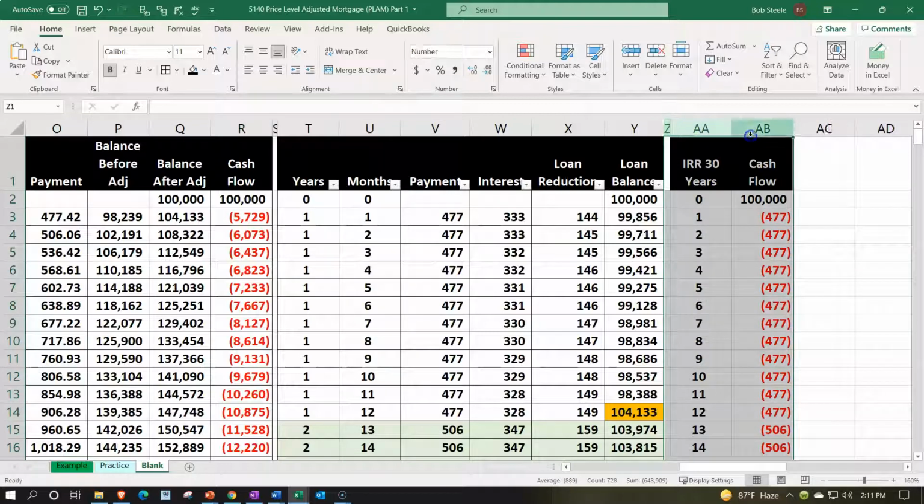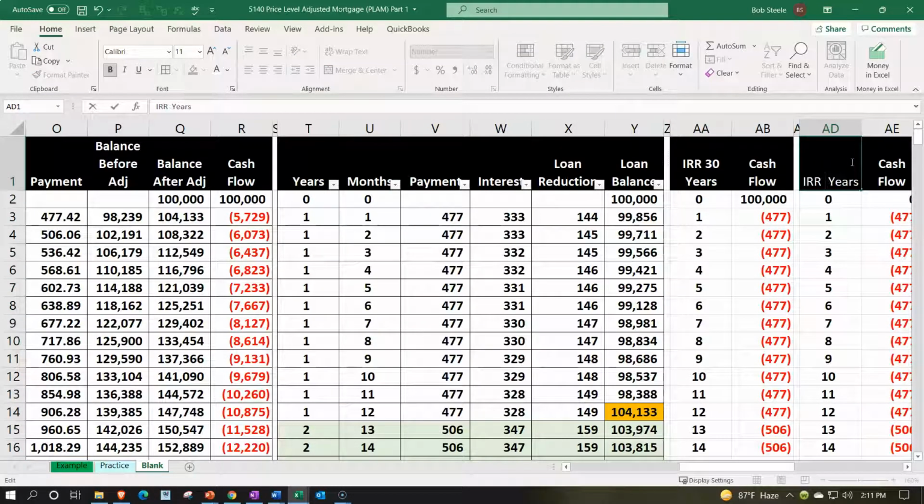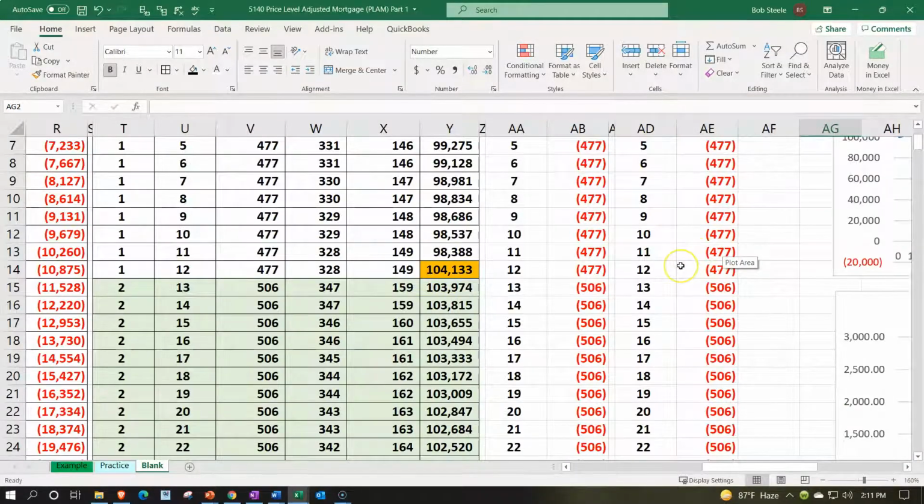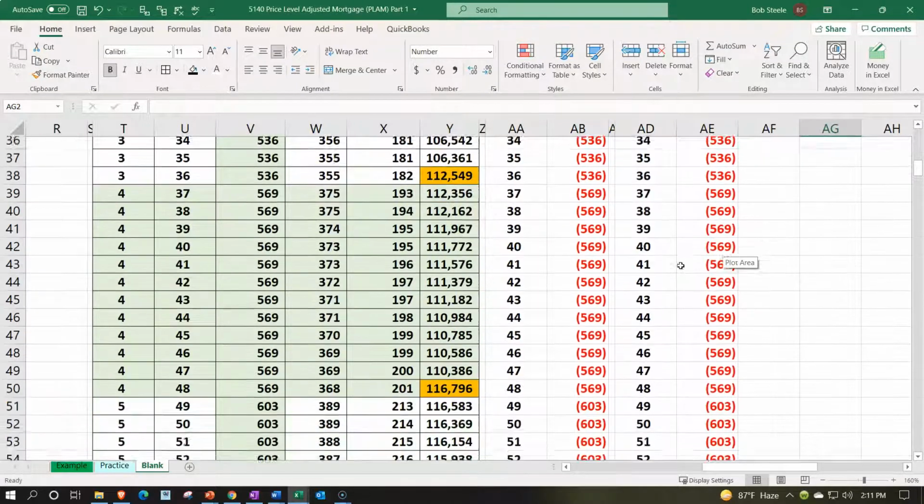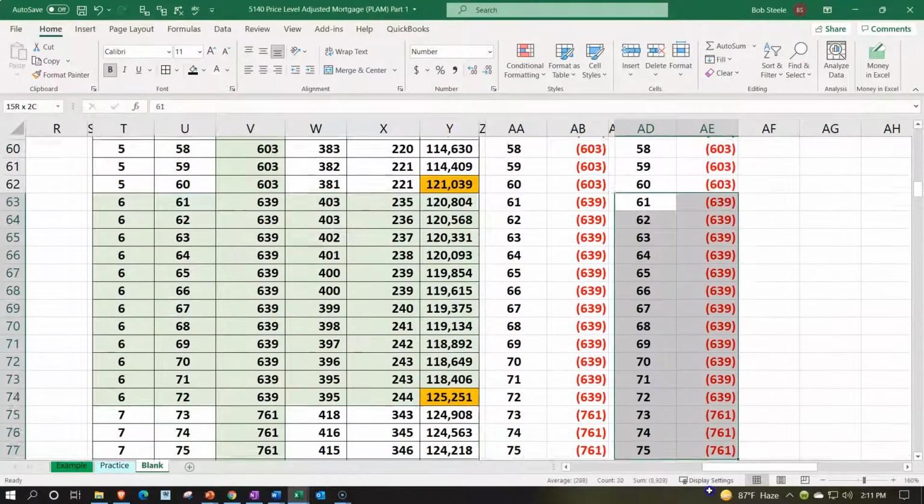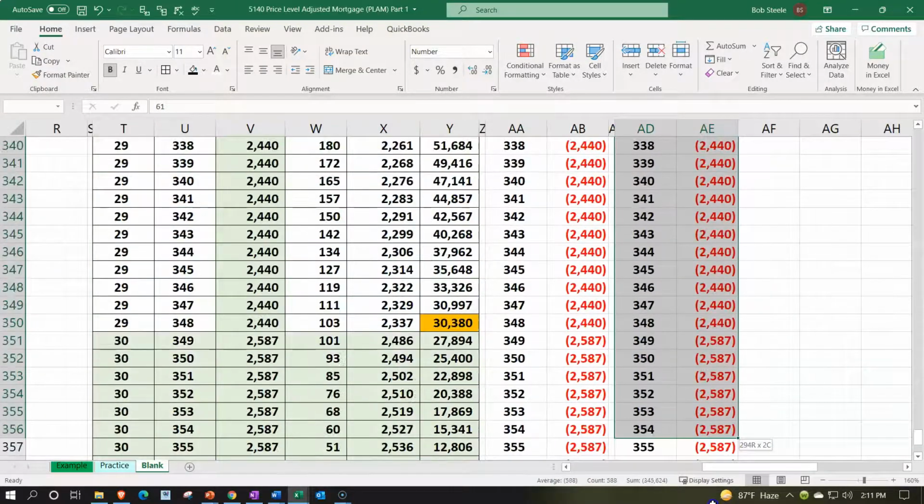Let's copy these columns from Z to AB. Say we're going to be done with this in 5 years, not 30. We're not holding on to it for 30 years. We're just going to go down 5 years here, which is 60 payments, because 5 times 12 equals 60. And then we'll get rid of these bottom ones, because we're not doing that.